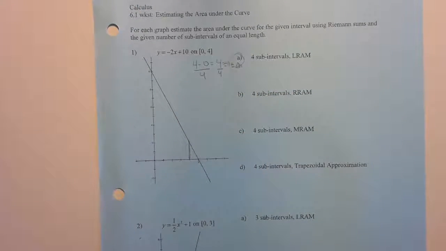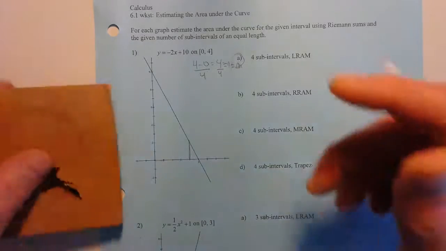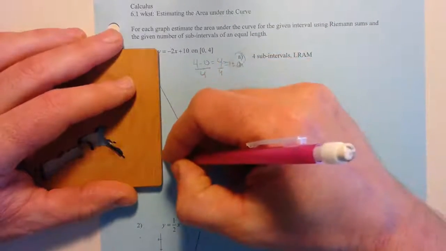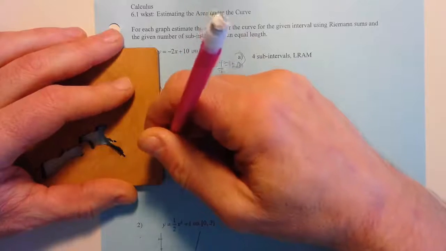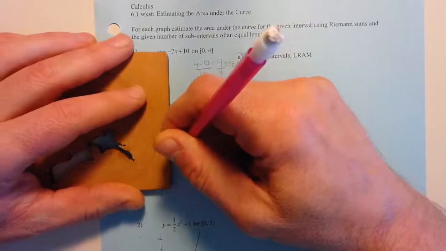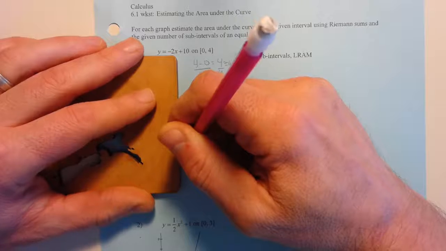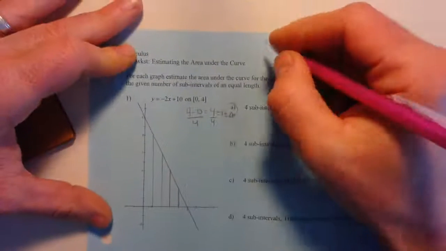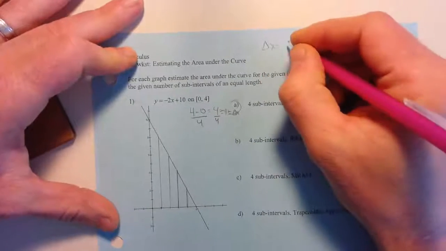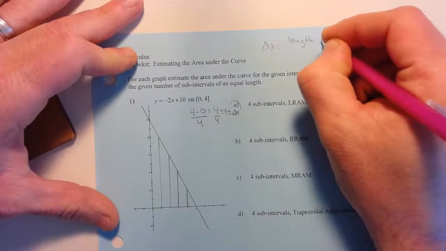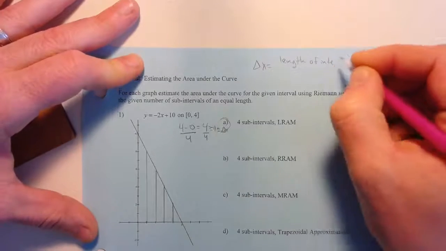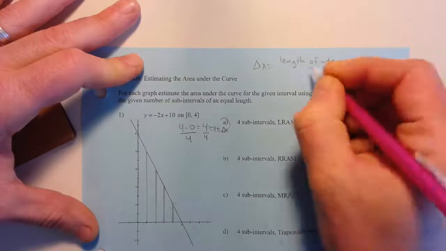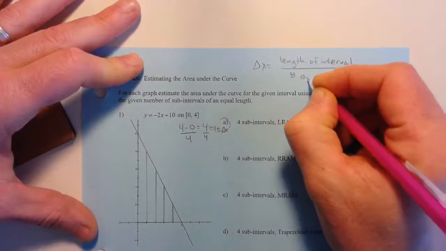Okay, so I'm going to take my straight edge here. The closest thing I have is my coaster, no rulers here. It didn't tell me where to make my verticals on this one, so I have to figure out where the verticals are. So remember, to figure out delta x, you do the length of the interval divided by the number of subintervals.